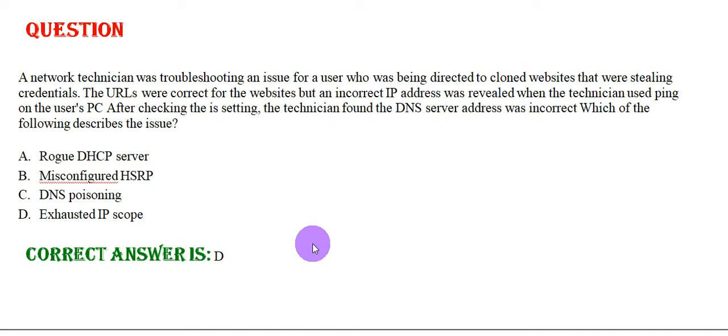After checking the setting, the technician found the DNS server address was incorrect. Which of the following described the issue? Option A, rogue DHCP server. Option B, misconfigured HSRP. Option C, DNS poisoning. Option D, exhausted IP scope. The correct answer is option D.